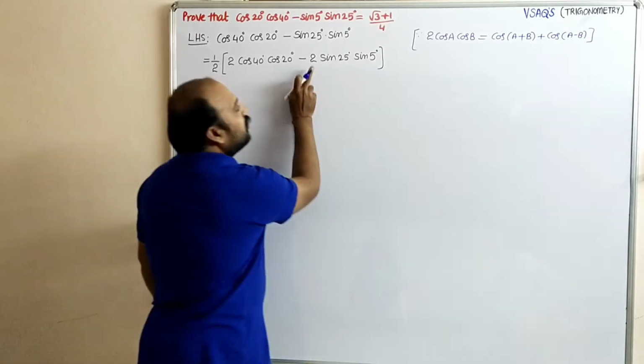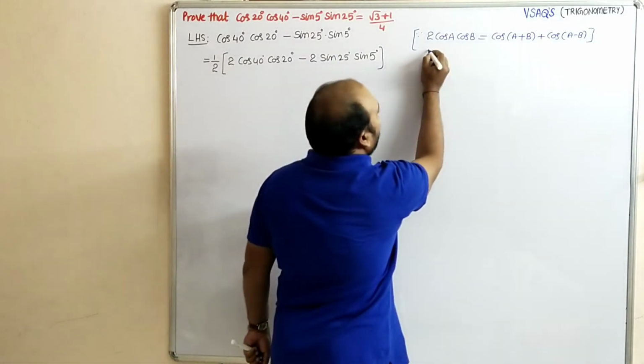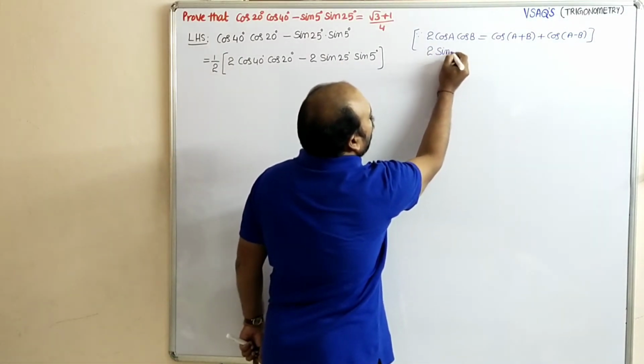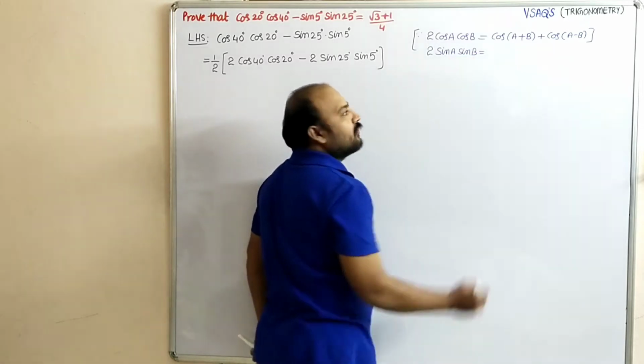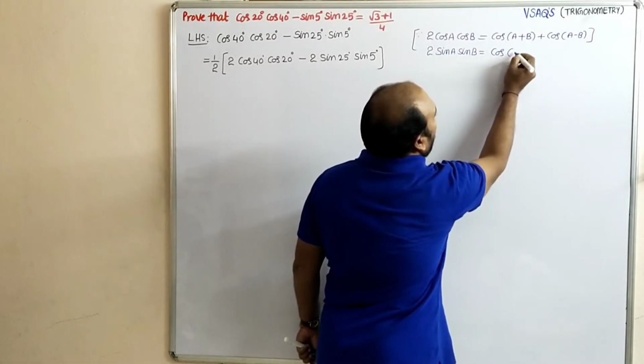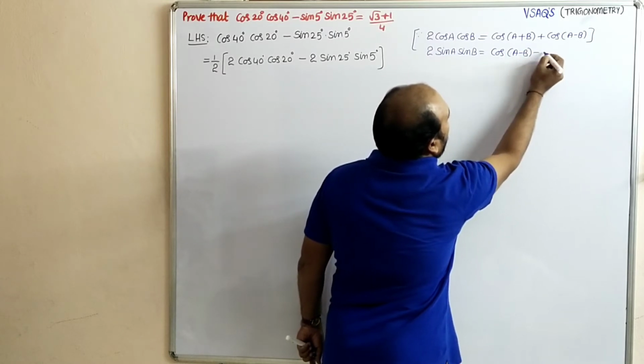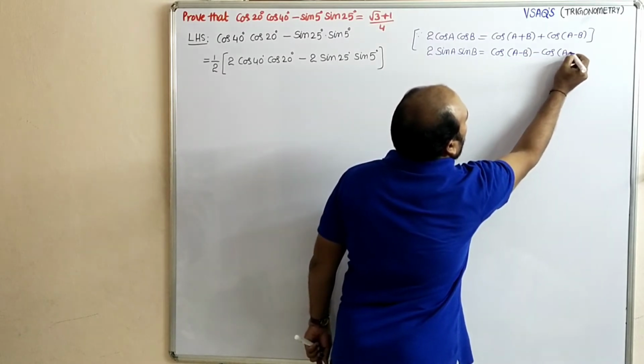Similarly, 2 sin A sin B. By using these two formulas, we will get the answer. 2 sin A sin B equal to cos of A minus B minus cos of A plus B.